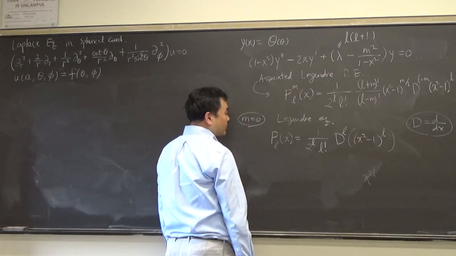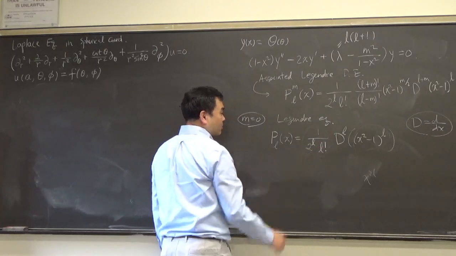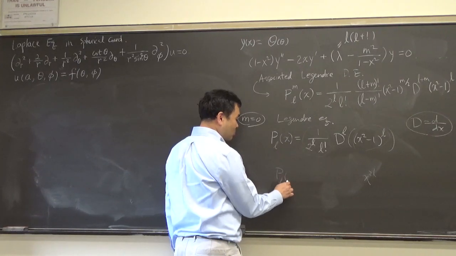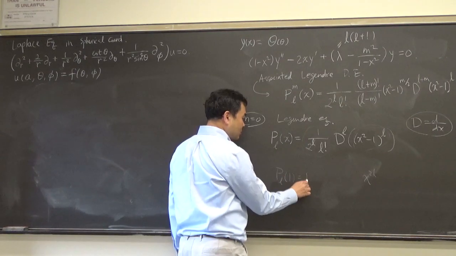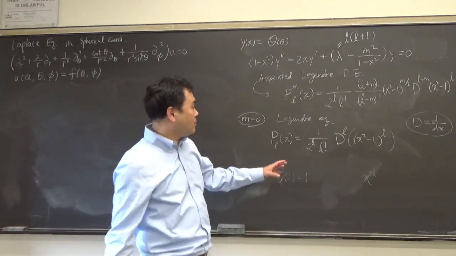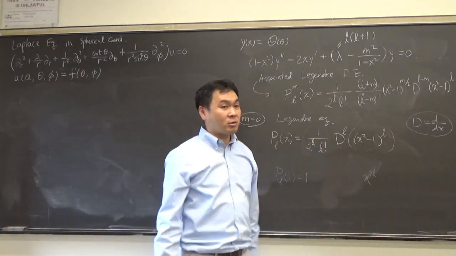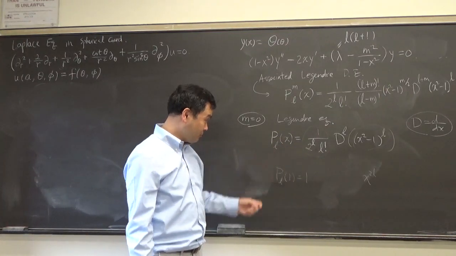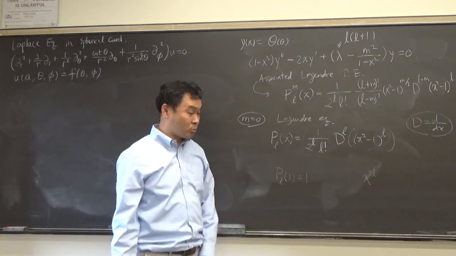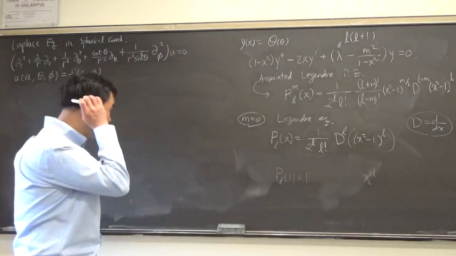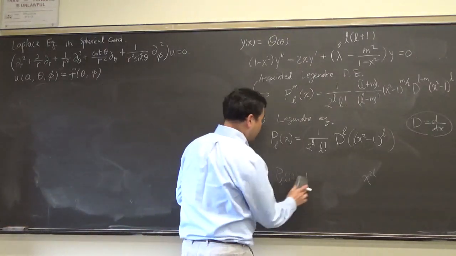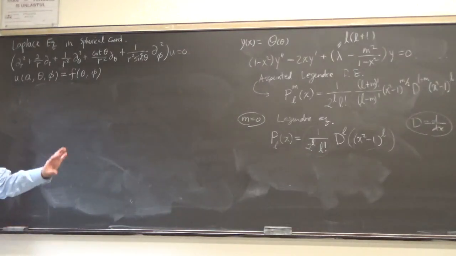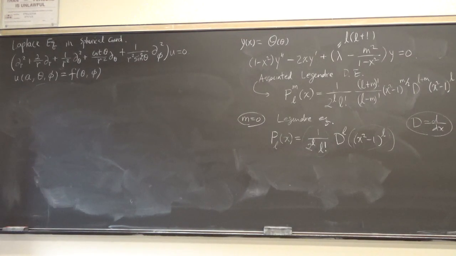And then another fact is that this crazy factor here is given because they choose a normalization where PL of 1 is equal to 1. So for any Legendre polynomial, the value at 1 will be 1. And I'll just throw in some facts, and then as we have more time, we'll prove these things.